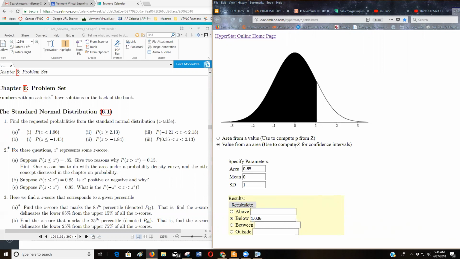I guess did I answer the part that says give 2 reasons why the probability of that is 0.15? Well, I know the area has to be 1. I know the area to the left is 0.85. The area above has to be 0.15. So that's 1 reason. What's another reason? I don't know. Can't think of that this morning. Well, complements. Maybe I'm using 2 at once.